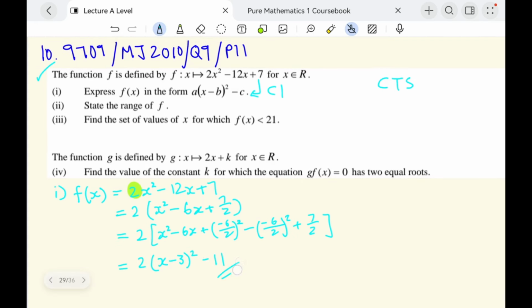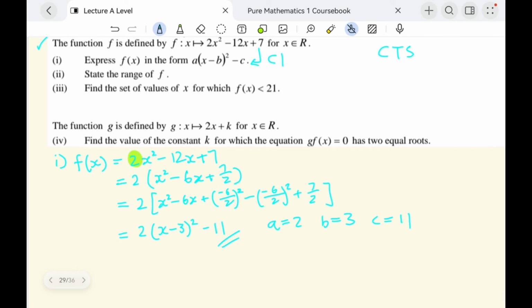So this is your expression, I mean your final answer for this first part. If you are able to do this step, well done. You know how to use the CTS method and you fulfill the requirement from the question, in the form of a bracket square x minus b and minus c. So we can deduce that a is 2, b is 3, and c is 11.